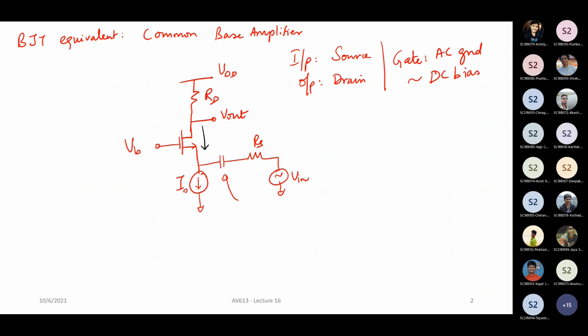Now this luxury is not always there for IC based implementations. Only if, let's say, this is the boundary of the chip, then it is fine. You can put one current source and then directly connect it, right?